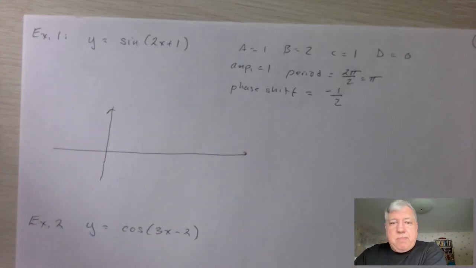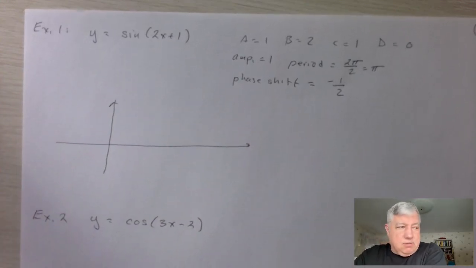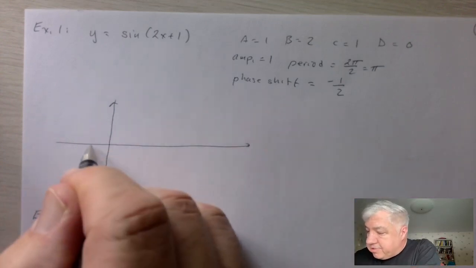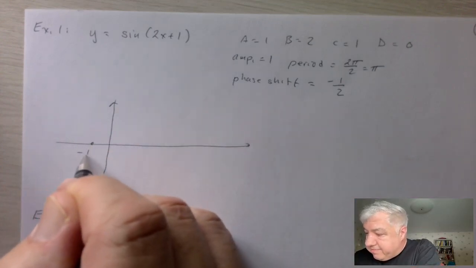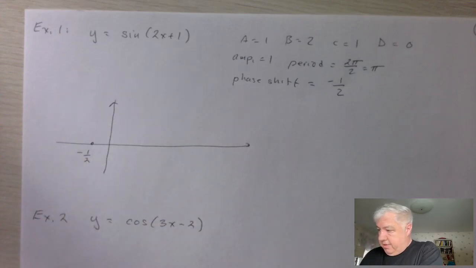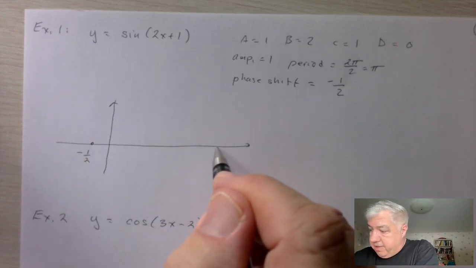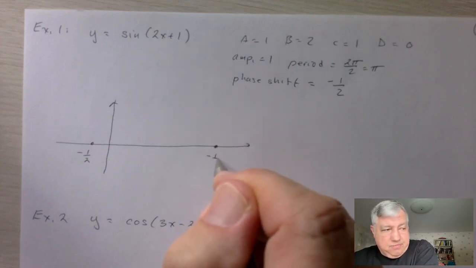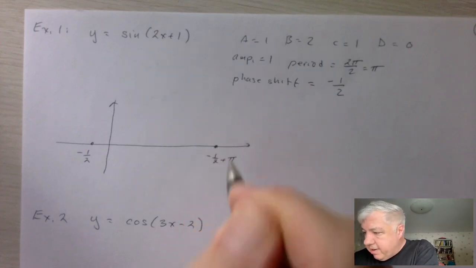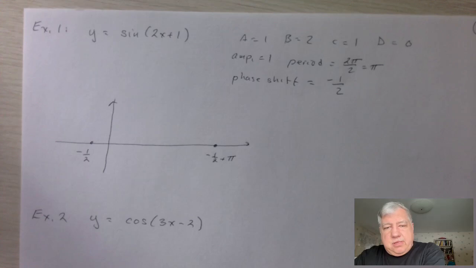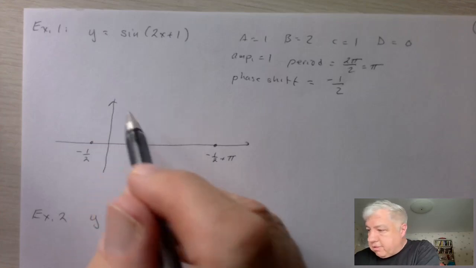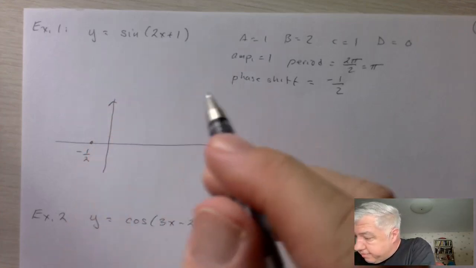So if we were to graph this, really you want to start by just trying to graph one cycle of the graph, okay? And you start with the phase shift, so that's going to be negative 1/2. And then over here the end of the cycle would be negative 1/2 plus pi. We're not going to worry about what this number actually is. We now know that, and then the sine is just going to go like this curve here.